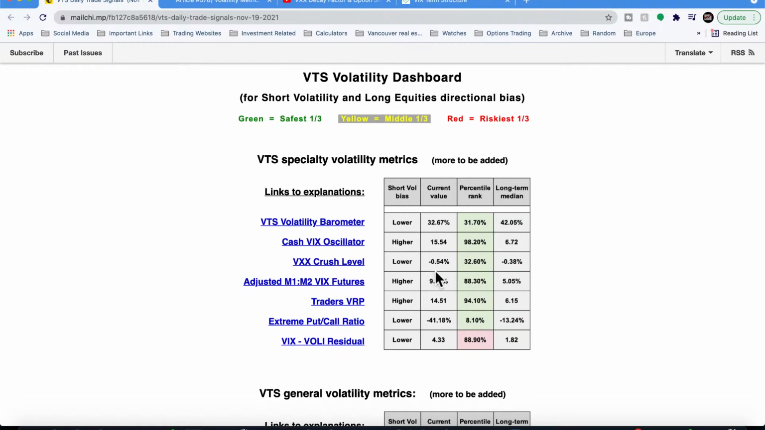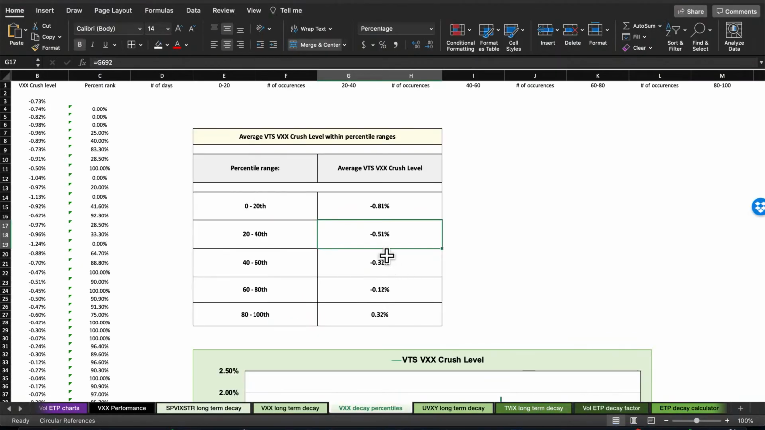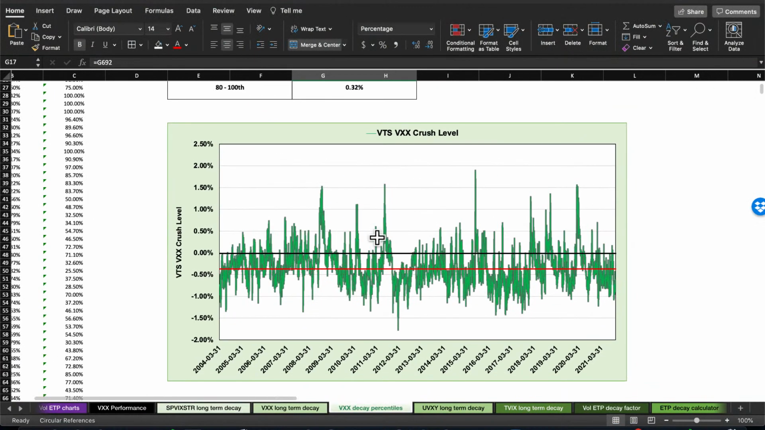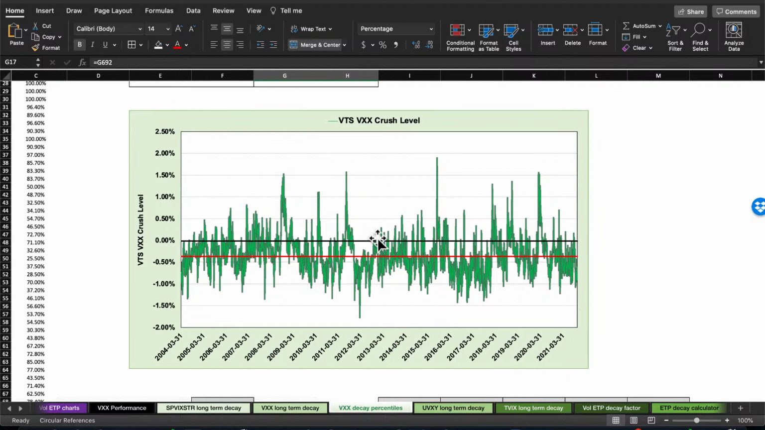Minus 0.54%. That's a very important number, right? Because it's very, very different over different time periods. You need to know what to expect now, not what to expect in all market environments. We need to know today.